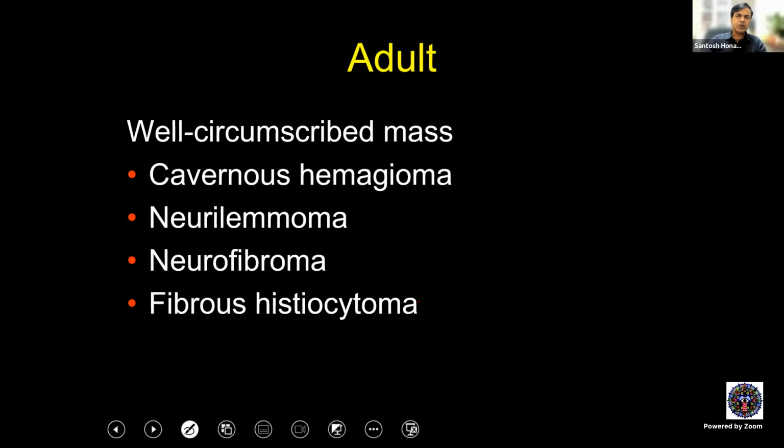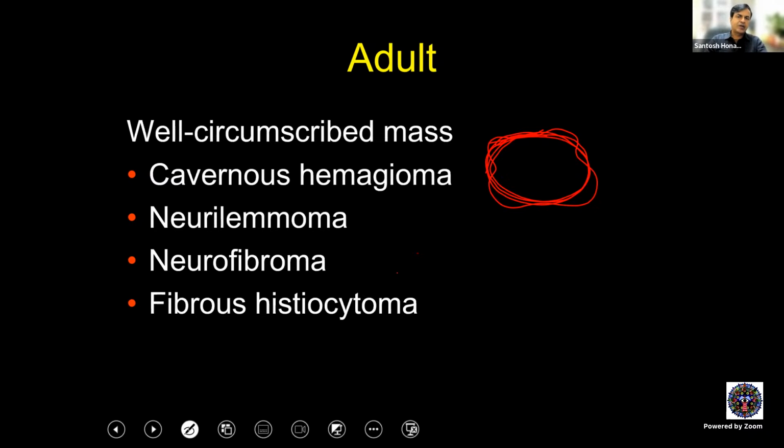Going on to adults with well-circumscribed masses, 4 differential diagnoses I would like to put up: cavernous hemangioma, neurolemoma, neurofibroma, and fibrous histiocytoma. Here again, depending on the shape of the tumor, you can have a differential diagnosis. Cavernous hemangioma is either spherical or spheroid. It may have some kind of irregular contour. You see that all the time. One part of the tumor grows more than the other in competition, but roughly it fits into this kind of space of a spheroid or spherical tumor.